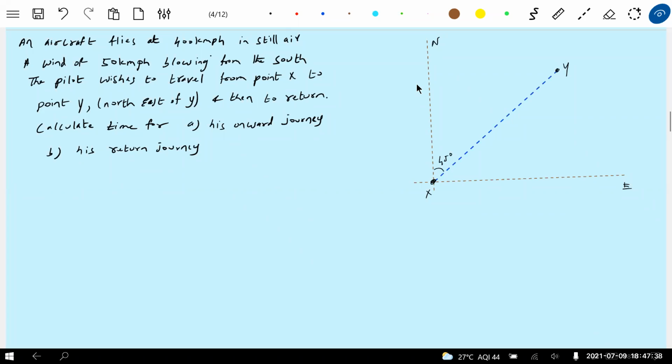in still air, with a wind of 50 km blowing from the south, the pilot will travel from point X to point Y. It's 1,000 kilometer. Let me give XY here. I think 1,000 kilometer is a very long distance; in a train it may take 1 day or 2 days. Okay, let's see how much time this aircraft will take to cover that.